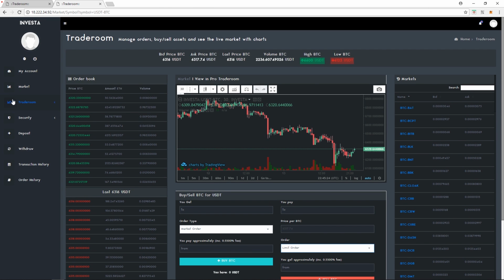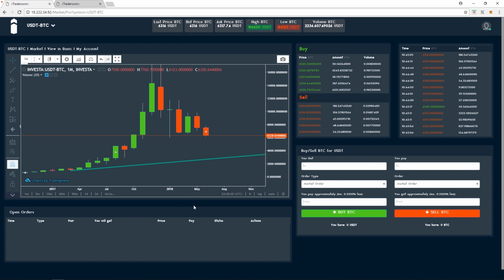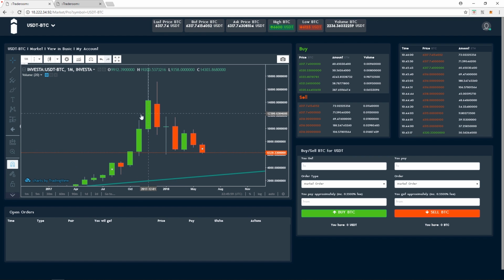You have another option, and that is to go to the trade room and go to Pro. When you click on Pro, this is what will show up, which is a more complex graph. And with this you can do proper technical analysis, unlike some other exchanges where you just get a simple line or bar or candlestick graph and nothing else that you can do. But here you don't have to go somewhere else to get it. You just use the tools at your disposal to do proper technical analysis.